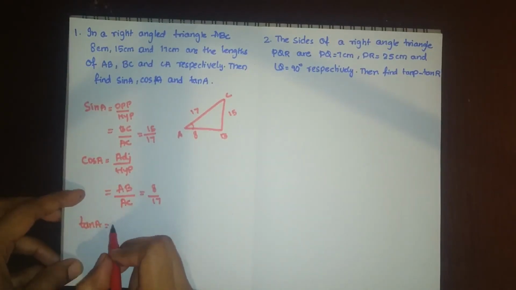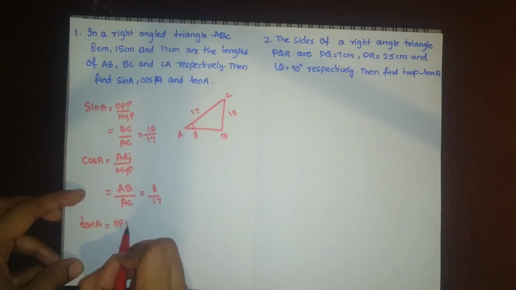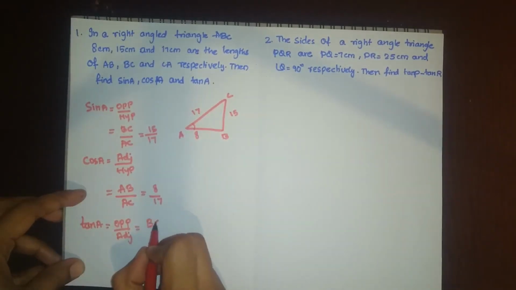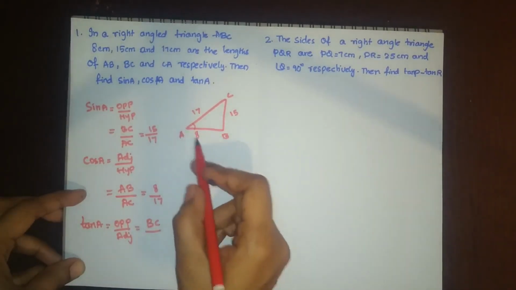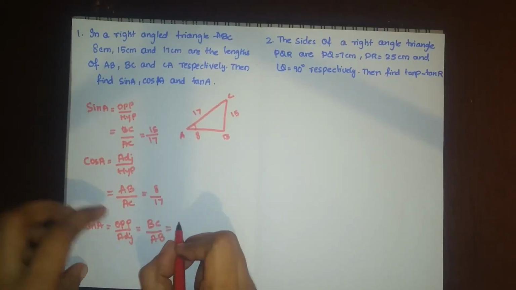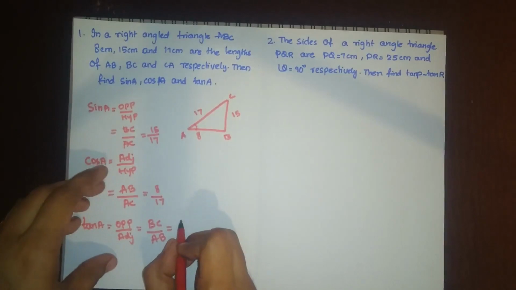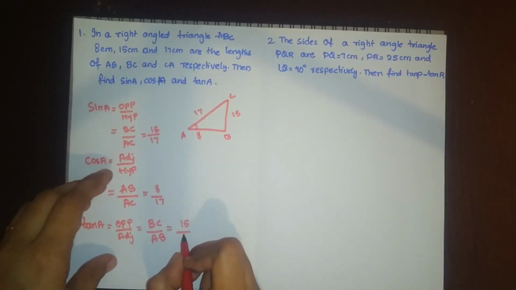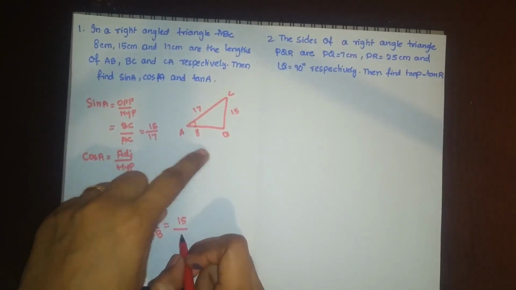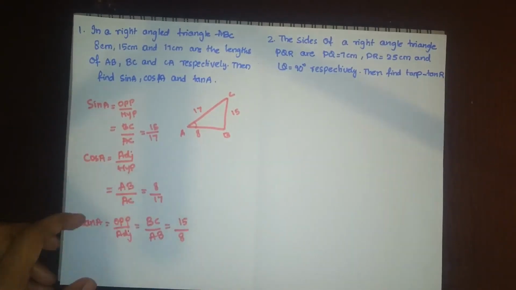And now tan A, it is opposite divided by adjacent. Opposite to angle A is BC and the side adjacent to angle A is AB. The length of BC is 15, and the length of adjacent is 8.